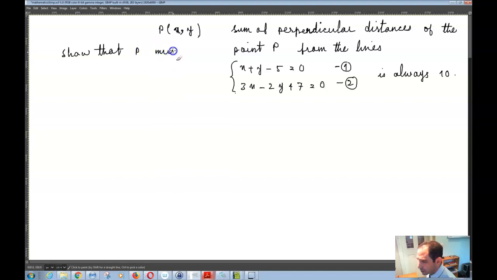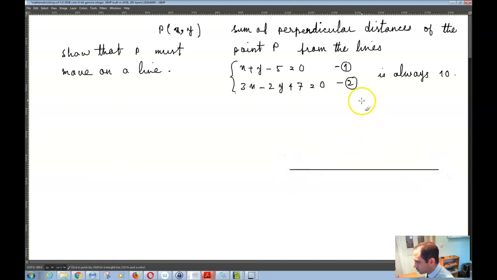You want to show that P must move on a line. Okay, so in order to show this, basically you want to show that the path of movement of this point is a straight line.